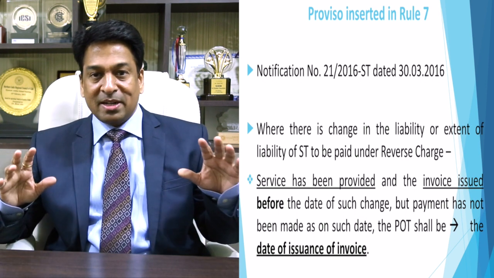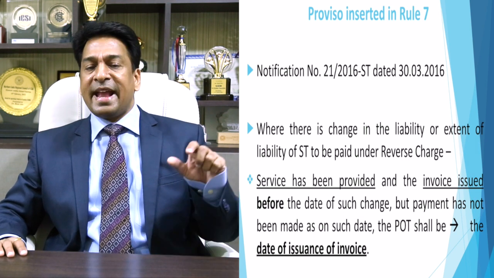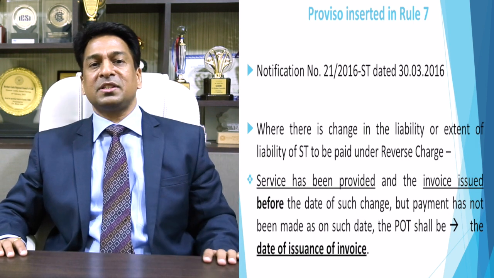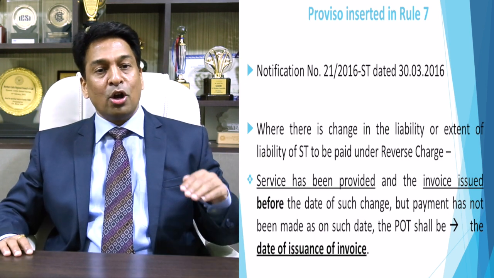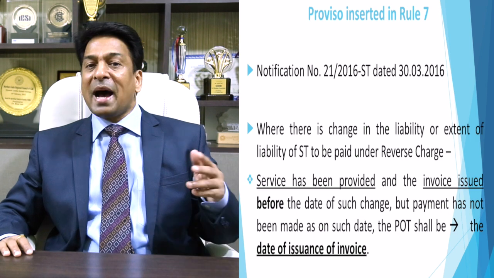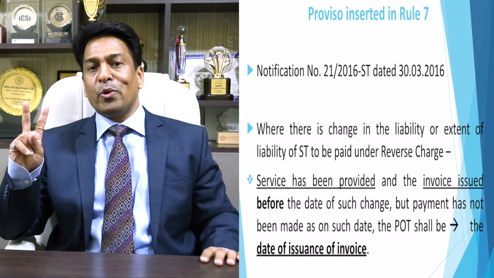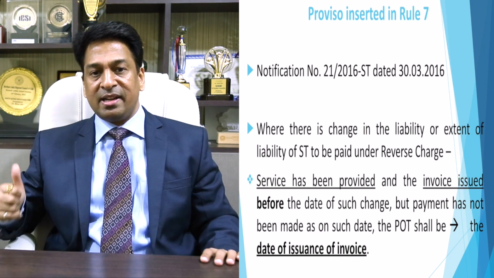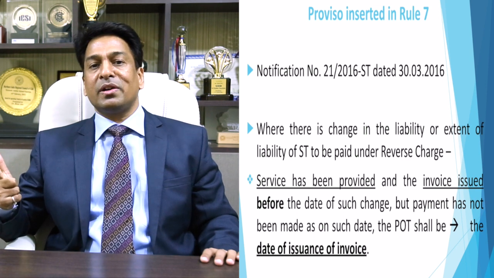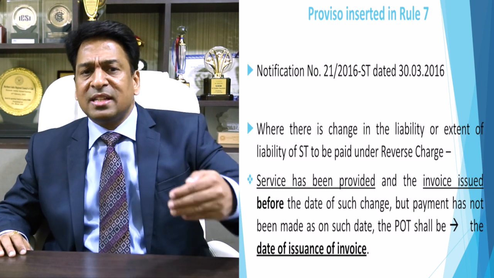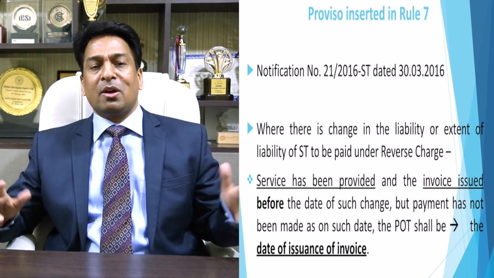To understand in a better way, why there will be change in liability or extent of liability for service receiver to pay, there may be change in abatement rate, composition, or partial reverse charge liability to be paid by service receiver. There are only two partial reverse charge category: renting of motor vehicle to carry passengers and works contract services. Or there is change in service tax rate, or there is new levy coming in from any particular date.